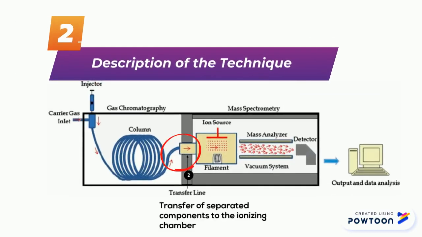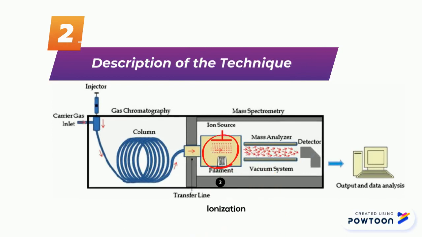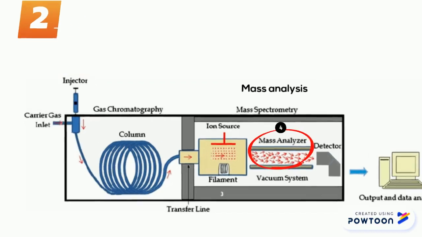Then, the compounds eluting from the column are transferred to the mass spectrometer through a heated transfer line. At the entrance of the ion source, the compounds are bombarded by a stream of electrons and converted to ions. Then, a mass analyzer, which is a filter, separates the positively charged ions.